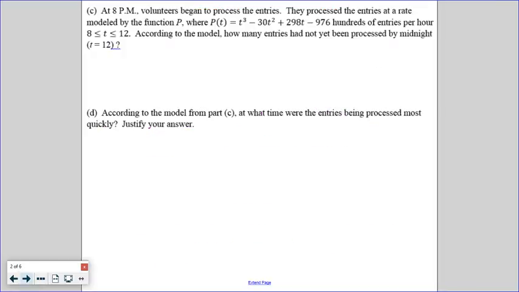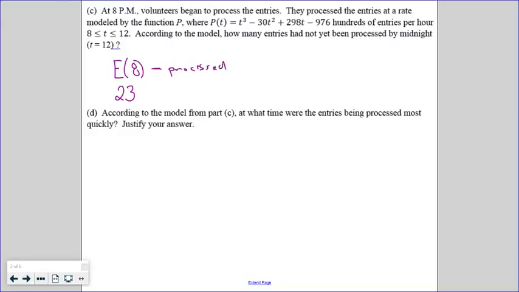So at time equals 8, or E of 8, we had 2,300 entries. And what we want to do then is, okay, so that's what we're at, first of all, starting at 8 p.m. And then there we stop getting more entries. So we're going to stay static at 23, but we're going to subtract what is being processed.